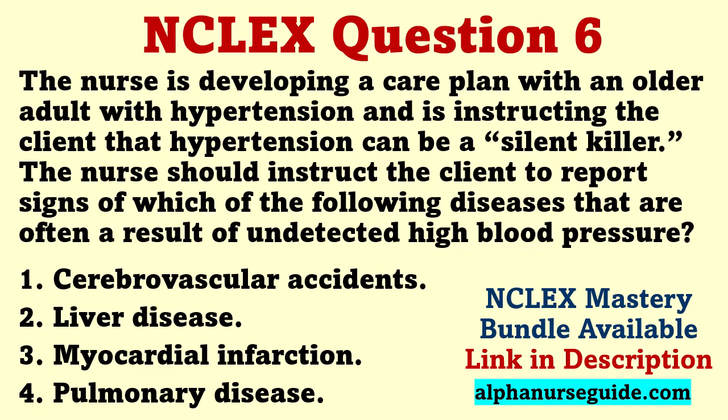The correct answer is 1. Hypertension is referred to as a silent killer for adults because until the adult has significant damage to other systems, the hypertension may go undetected. CVAs can be related to long-term hypertension. Liver or pulmonary disease is not generally associated with hypertension. Myocardial infarction is generally related to coronary artery disease.